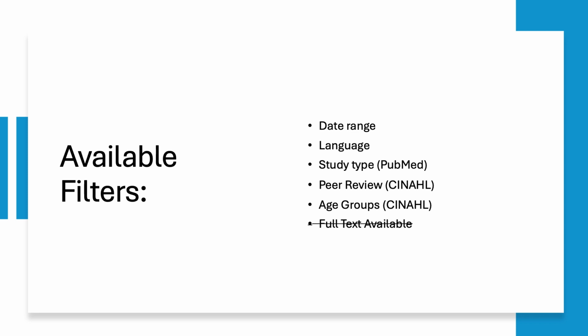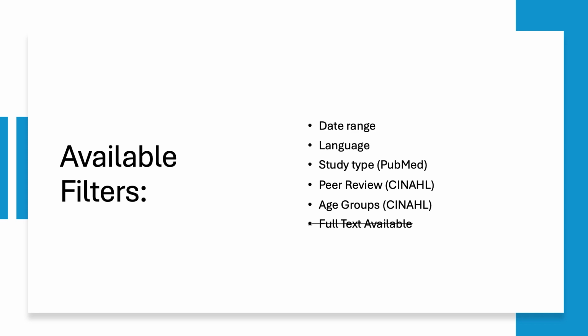This is separate from the search string that we're using, although there are some ways to use search strings in a similar way. But in many databases, you will be able to limit by the date of publication. So within the last 5 years, for instance, we may be able to limit by language. In some of them, you can also limit by study type.